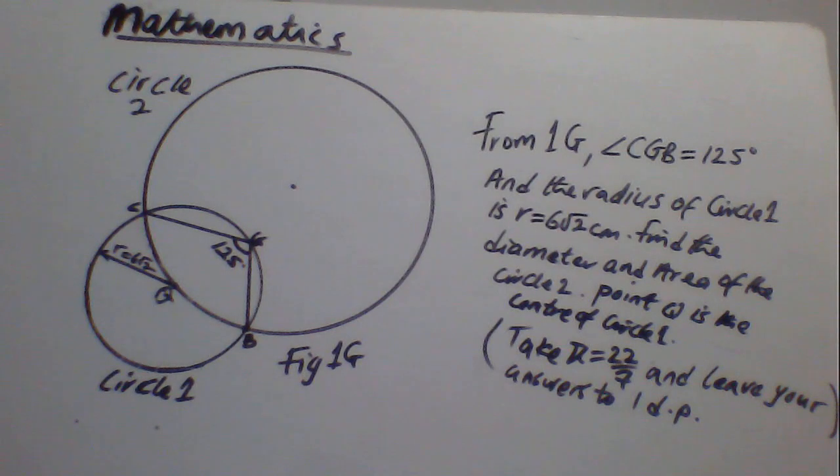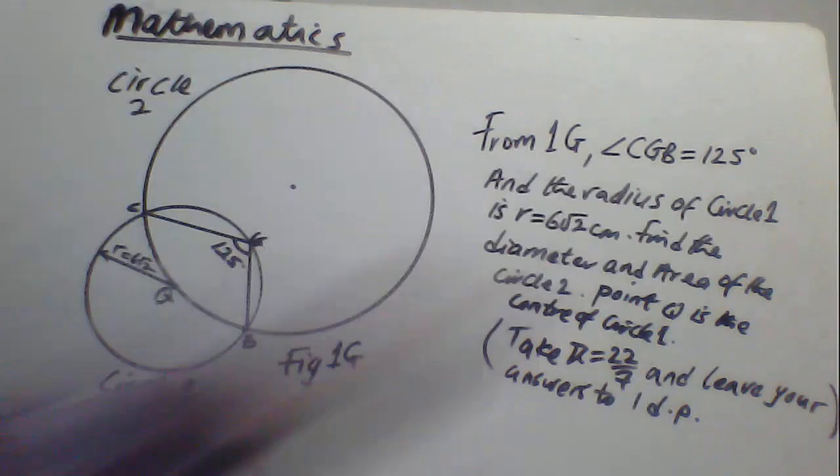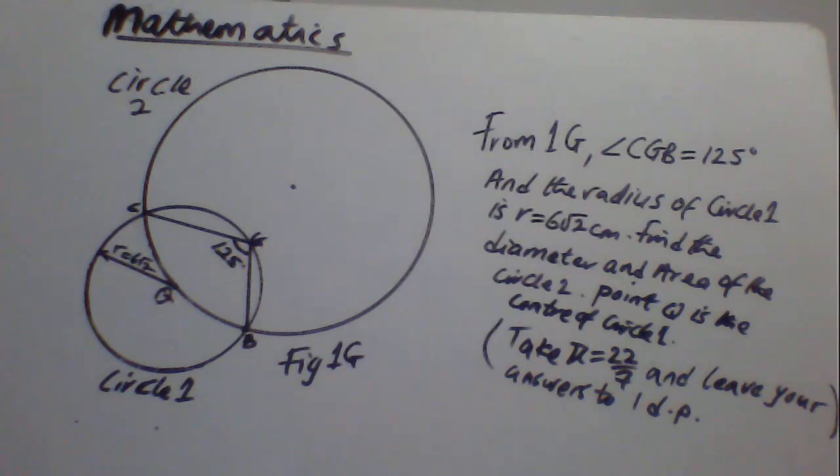Alright, good day student. As you can see, we have two circles, circle 1 and circle 2. You are required to, from figure 1G, you are given that angle CGB is 125 degrees and the radius of circle 1 is given as r equals 6 root 2 cm. Find the diameter and the area of circle 2.